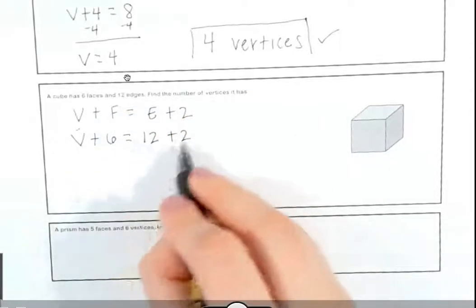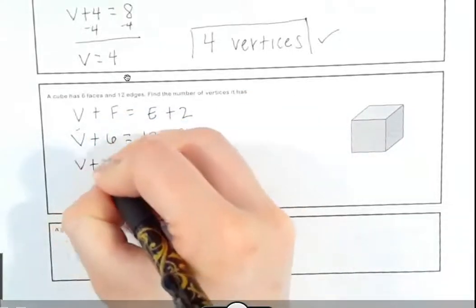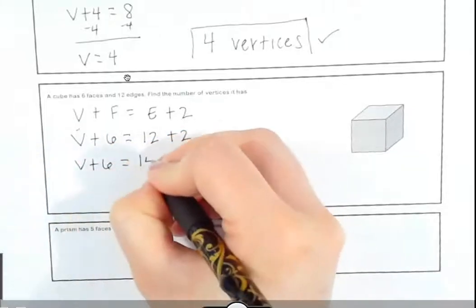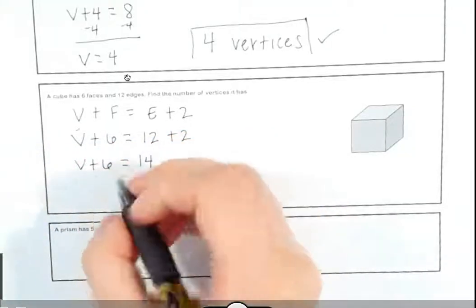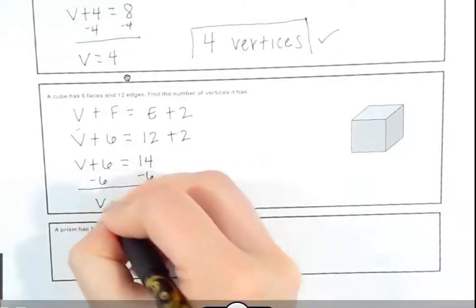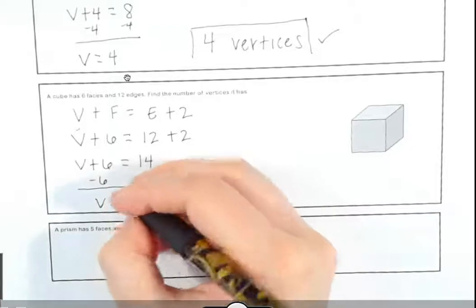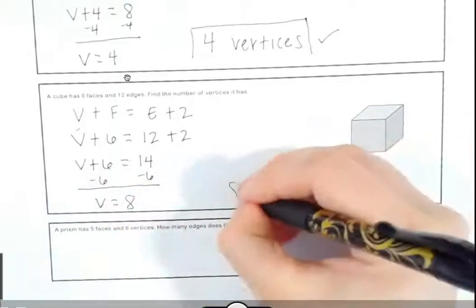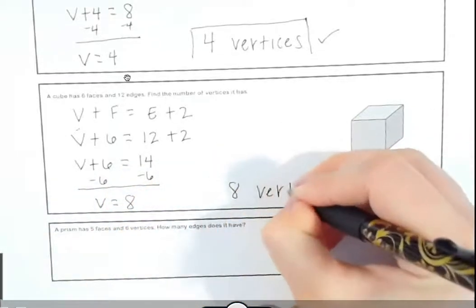Now if we simplify this right side, I'm going to have 14. To get V by itself, we subtract 6. 14 minus 6 is 8. So we have 8 vertices.